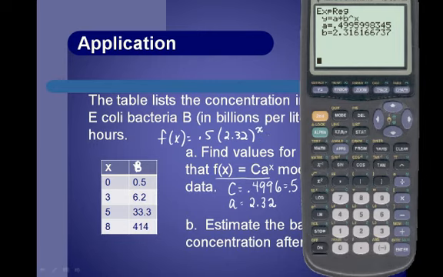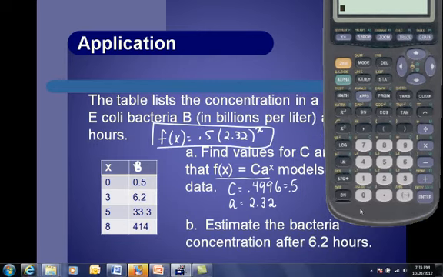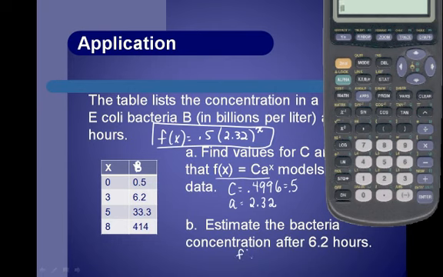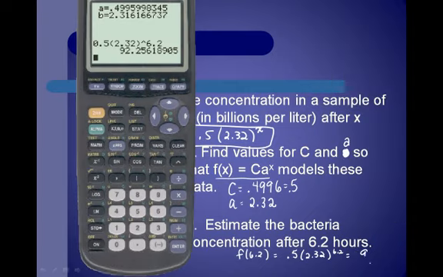And then B part says estimate the bacteria concentration after 6.2 hours. Well, what we're going to do is we're going to take the formula that we just found, and we are going to find f of 6.2, which means we're going to take 0.5 times 2.32 to the 6.2 power, and that will give us 92.3 in billions per liter.